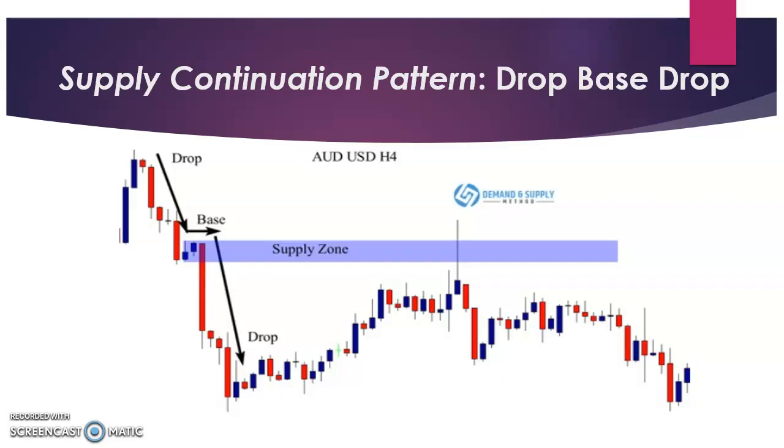Okay, now this is another example of supply continuation pattern. This is also drop base drop. It follows the same thing. Now, of course, this example is actually from Australian dollar versus US dollar. This is also a forex pair, a currency pair. All right, and you know just check out your MT4 or your MT5, and make sure that you are able to identify these zones.